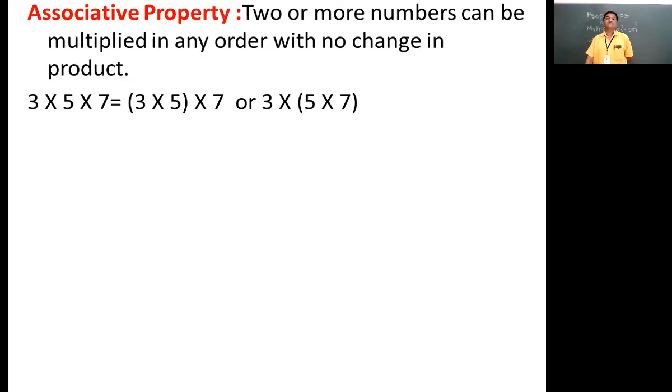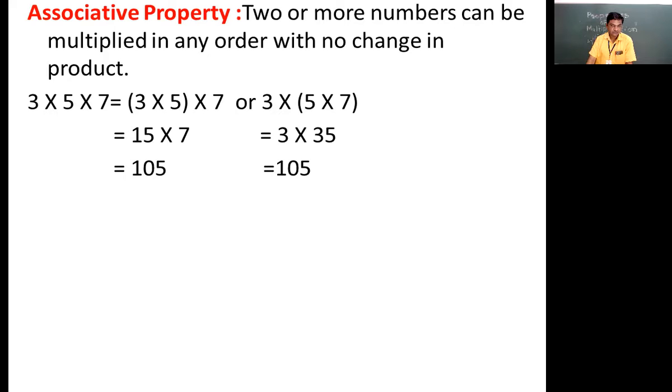Or we can multiply 5 with the 7, we'll get 35, and 35 will be multiplied with 3. So 15 is multiplied with 7, and 3 is multiplied with 35. 15 sevens are 105, and 35 threes are 105. So we can multiply the numbers in any order, so the product will remain unchanged. Even if I multiply 3 with the 7, I am getting 7 threes are 21, and 21 when multiplied with the 5, I am getting the answer as 105.